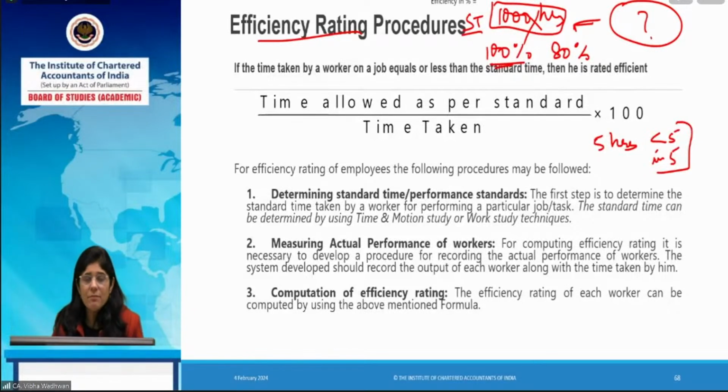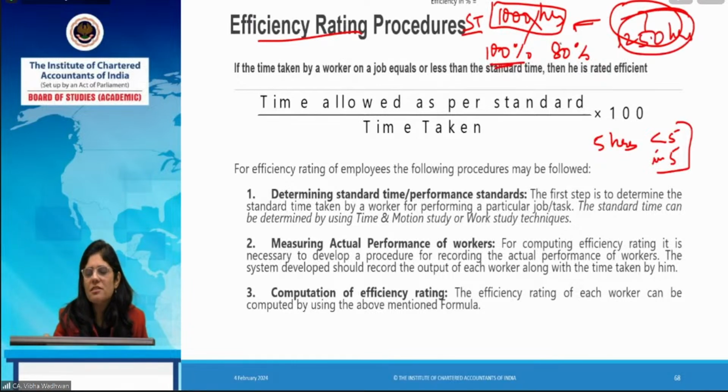So can you tell me how much standard time? 1000 into 100 divided by 80. It would take 1250 hours because my workers are 80% efficient. Yes, very good. 1250 hours. This is exactly what I'm trying to explain, and this is the importance of efficiency rating. So accordingly, the standard time should be fixed, not as per 100% efficiency.